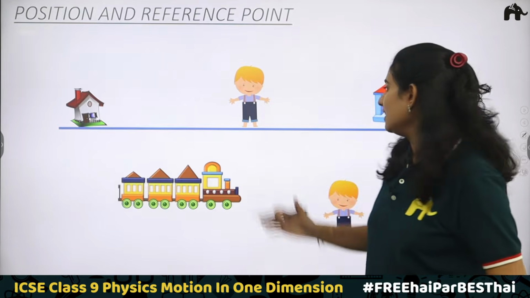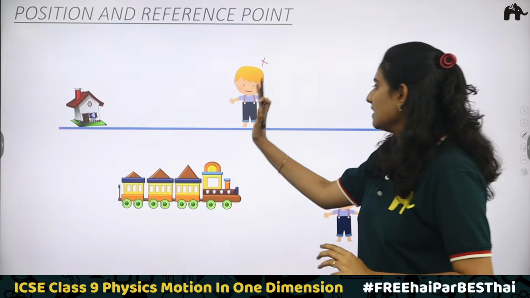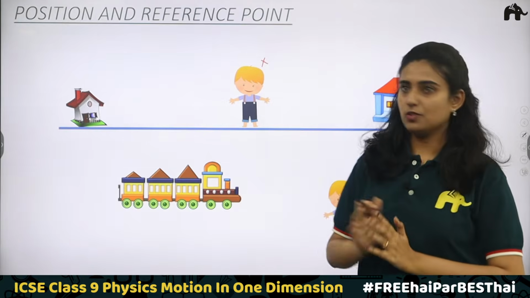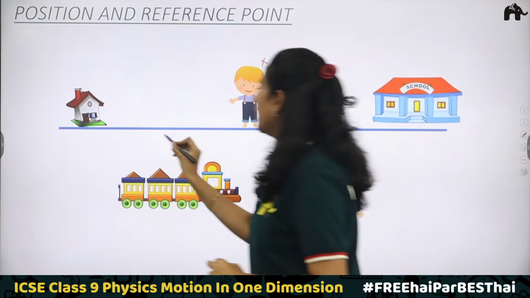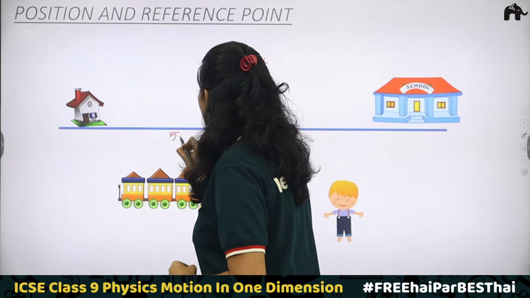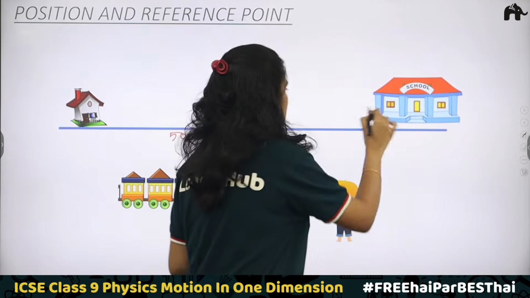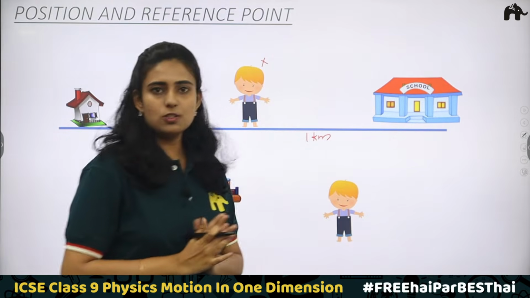Now look at this figure. Here we have a boy. Let us name him as X. So X is at a distance from his home and from his school. So he is on his path from home to school. Let us say that he is at a distance of 500 meters from his home and he is at a distance of 1 kilometer from the school.